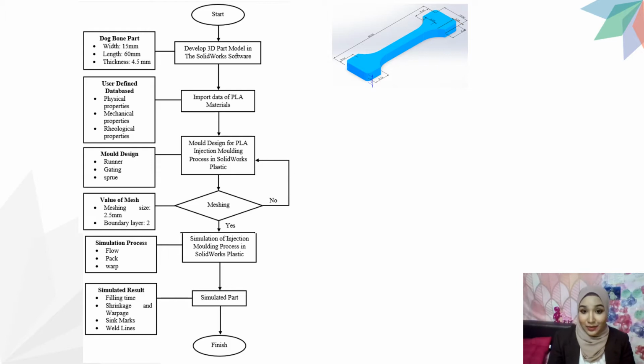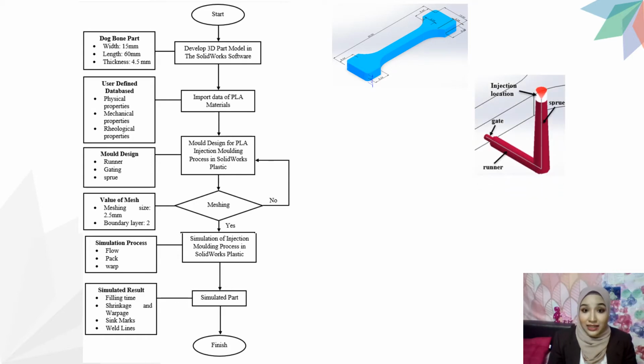the user-defined plastic database in Solidworks Plastics, since the properties of PLA did not exist in the default database. Then, the mold system that consists of runner, screw, and gating system was designed in Solidworks Plastics. It is important to have a good mold design because one factor contributing to the final quality of injected parts in injection molding is mold design, besides process conditions and the material characteristics.